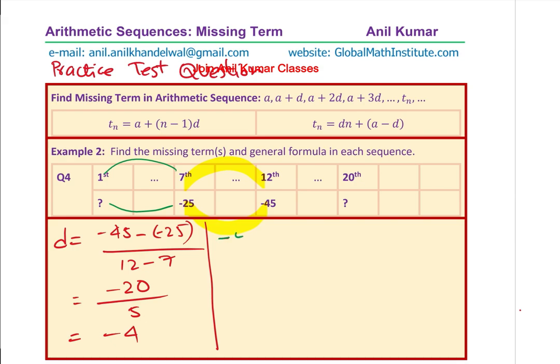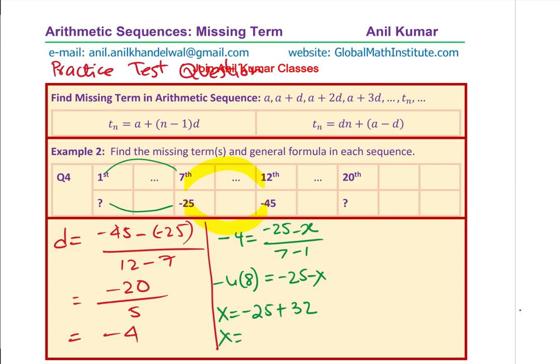So what do we have? We have minus 4, which is the gradient, is equal to minus 25 minus what we don't know. You can also write x for that. And then 7 minus 1, which is 8. So it is minus 4 times 8 equals minus 25 minus x. So x is equal to minus 25 plus 32, which is 4 times 8 is 32, right? So when you get this, x is equal to what? 5 plus 2, 7, right? So positive 7 is the value of x.